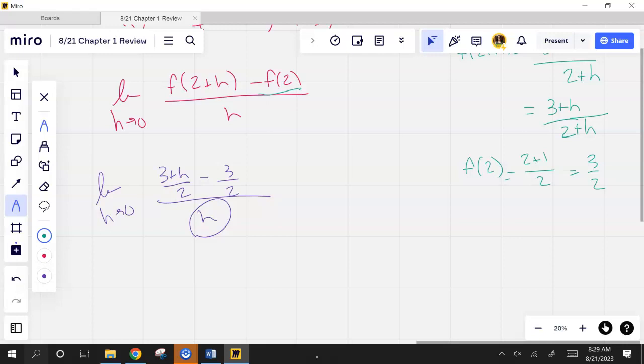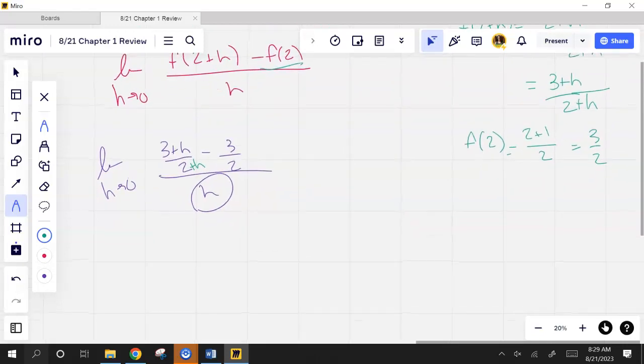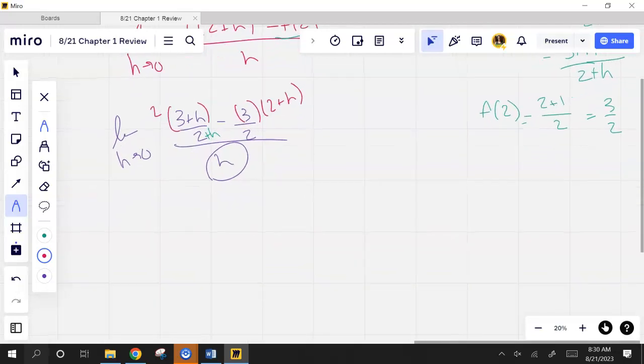This one is 2 plus h, isn't it? Oh my gosh, now they don't have common denominators. I'm going to multiply this one by 2. I'm going to multiply this one by 2 plus h. Now, if any of those answers are wrong, I've probably already found them and corrected them, and there's a note somewhere. So if I don't get what they get, tell me, because I probably did something wrong up here.